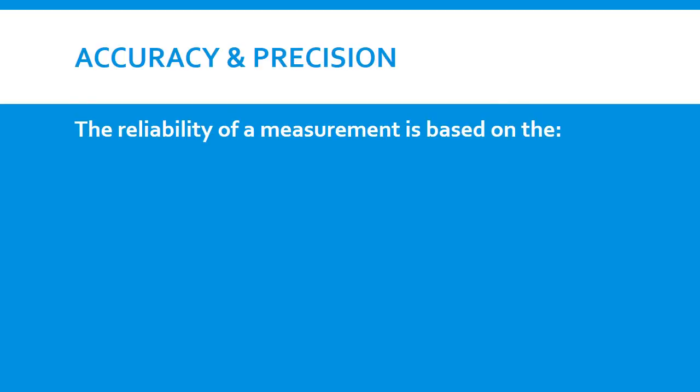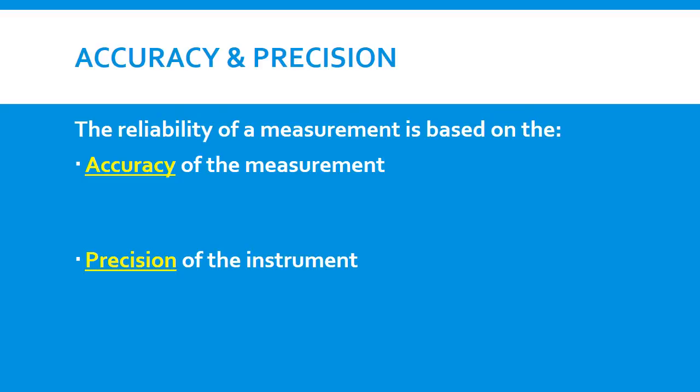Now, in chemistry, when you do labs in chemistry, you will need to make reliable measurements. Your measurements should be both correct and reliable, or as we say, they should be both accurate and precise. To many people, these two words seem to mean the same thing, but accuracy and precision are very different. When you take a measurement, the reliability of the measurement is based on the accuracy of the measurement and the precision of the instrument.